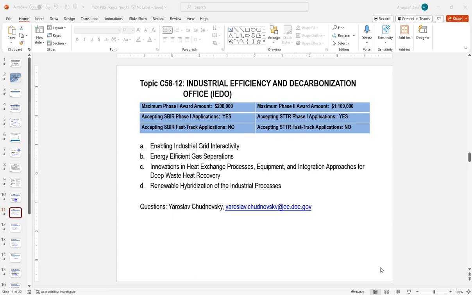Would innovations which convert waste heat from a wastewater treatment plant into electricity be a good match for this subtopic? Yes, as well, because that's just a device which is converting waste heat into electricity. The question is with what efficiency and at what conditions.